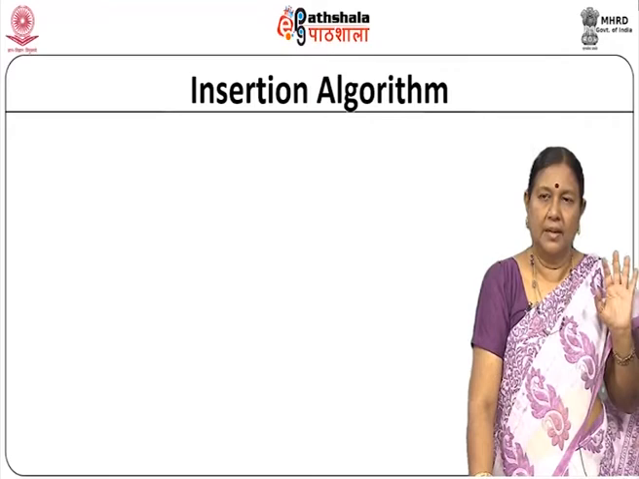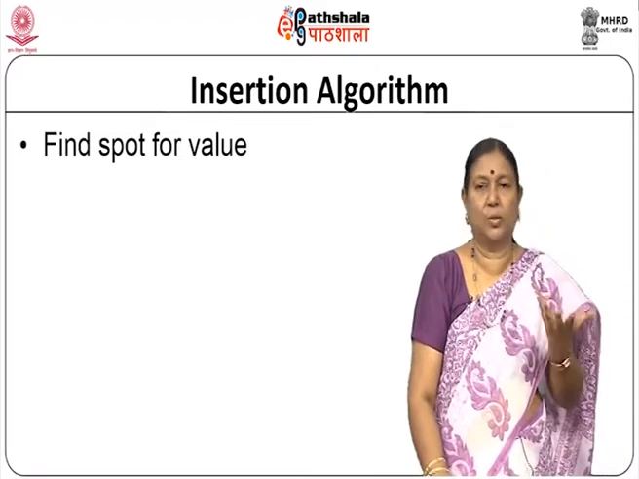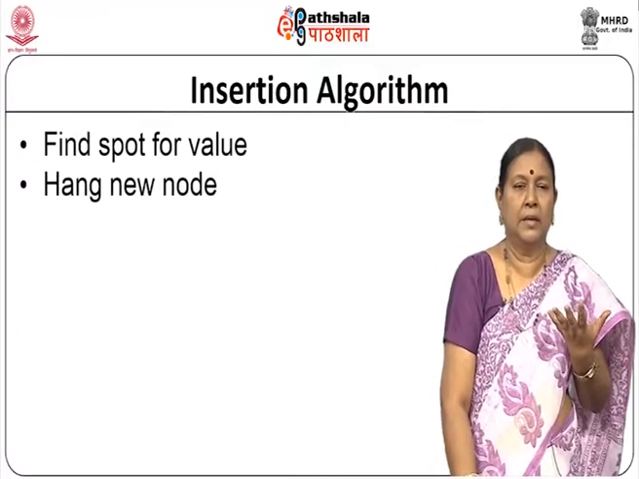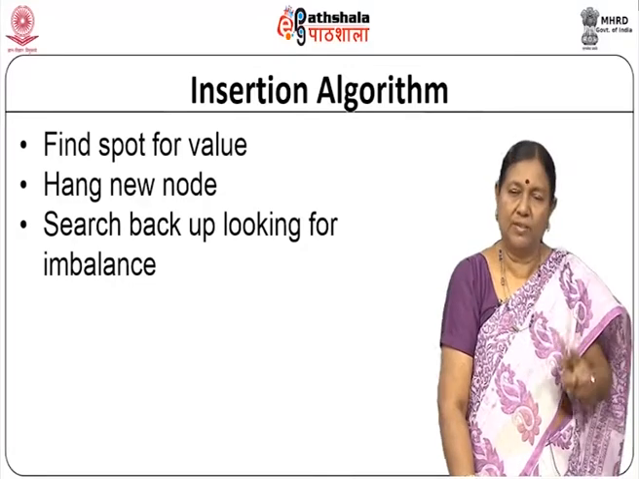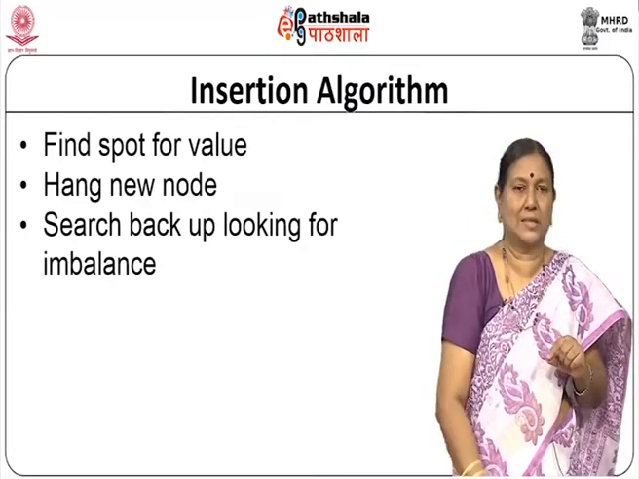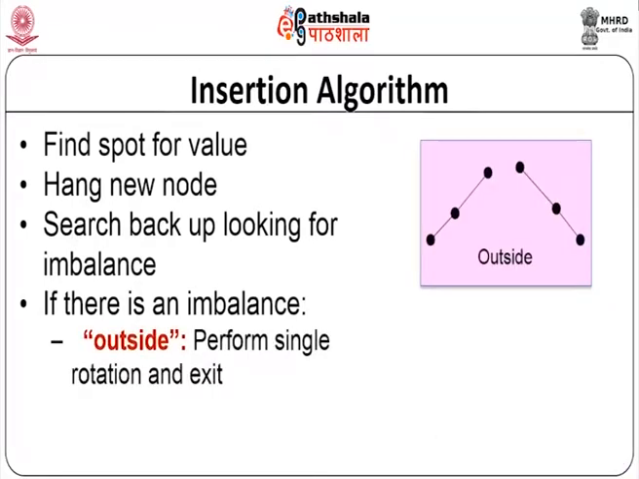Now, let us look at the insertion algorithm. So, find the spot for the value, which is what we do in any BST algorithm, hang the new node, attach the new node, and search back up. Now, you have to search back up looking for imbalance. Okay. Now, if there is an imbalance, then it could be an outside imbalance, that is where the insertion is on the same side, left left or right right, that is also another term used for the same thing. It is not a new concept at all, this concept we have already discussed when we did single rotation.